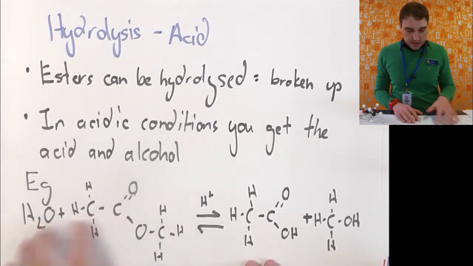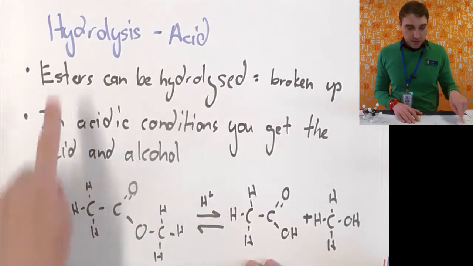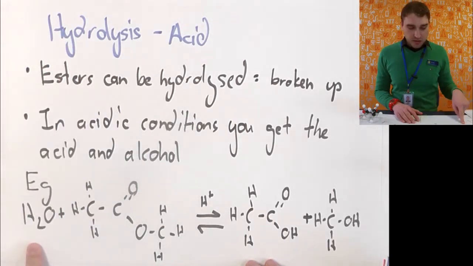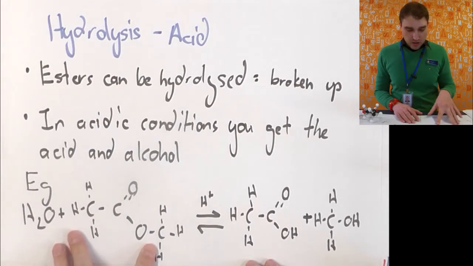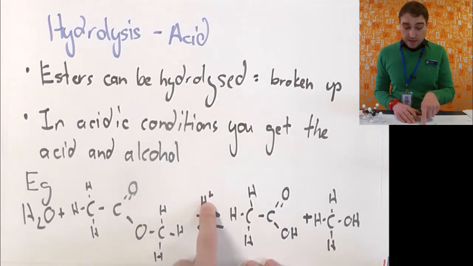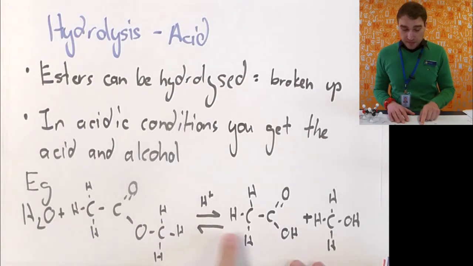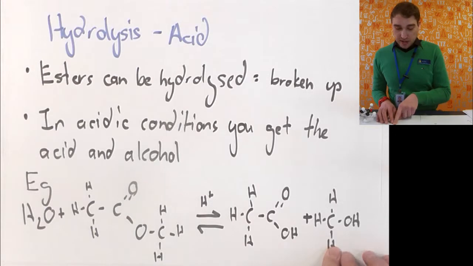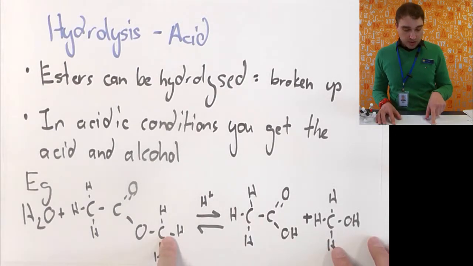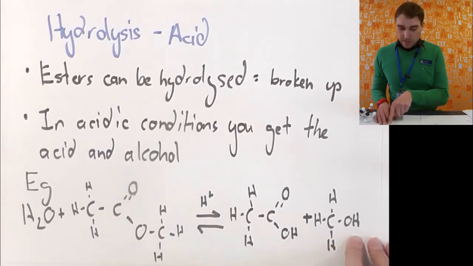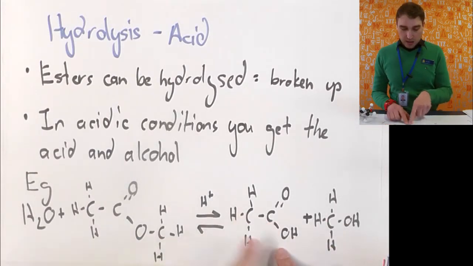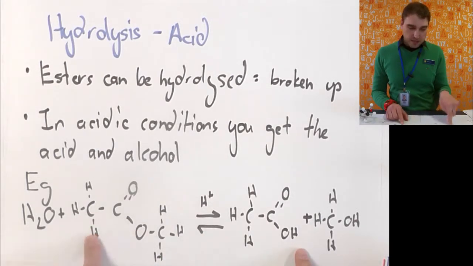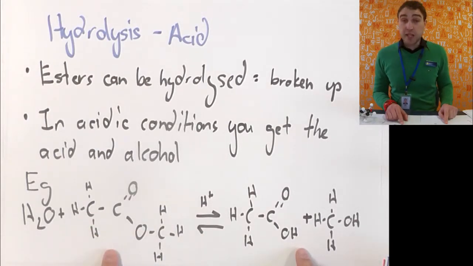We're reacting that with water here, that's the hydro bit of the hydrolysis. So water with our ester, and we're using a strong acid to do this, and that produces our carboxylic acid and our alcohol. So our alcohol, that's the methyl bit here, so we get methanol back, and ethanoic acid from the ethanoate part of the ester. So in acidic conditions, you return back to what you would have started with.